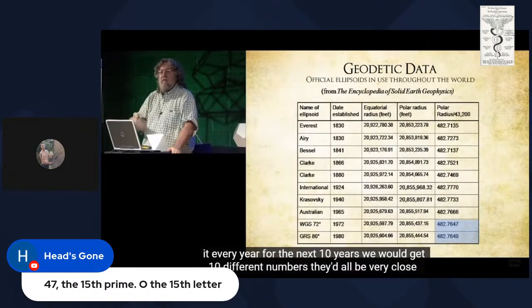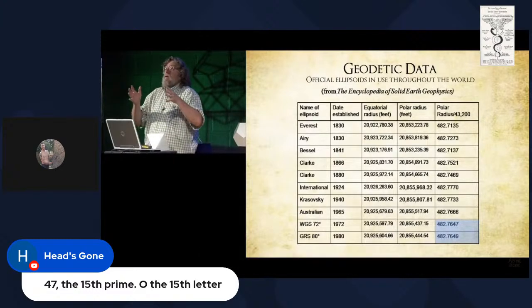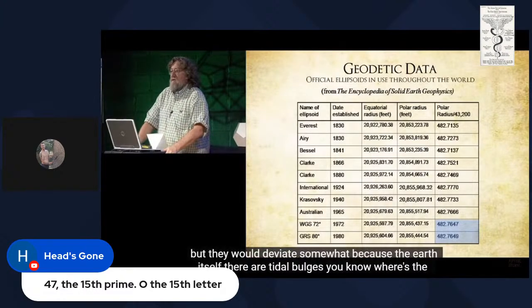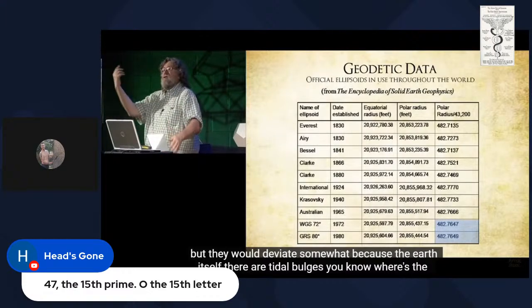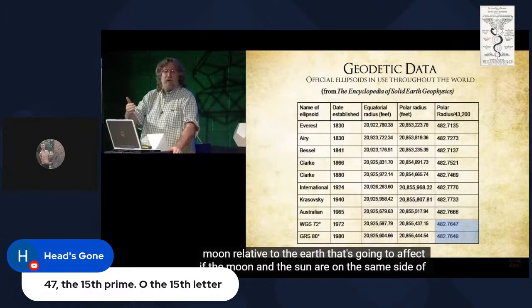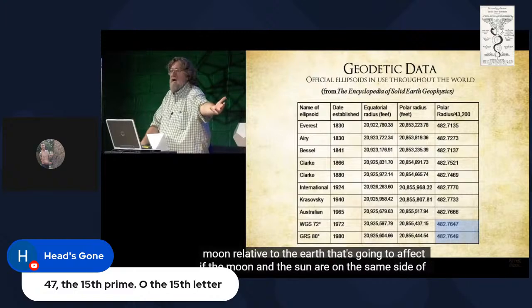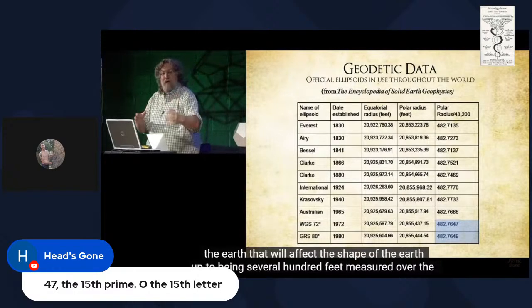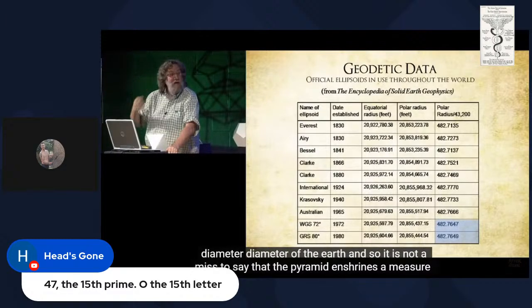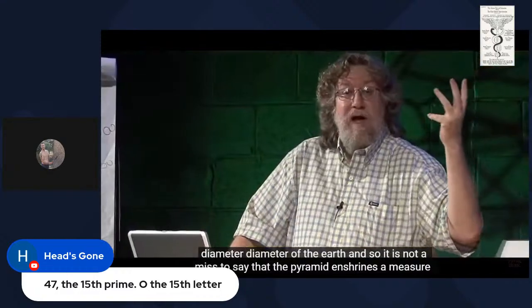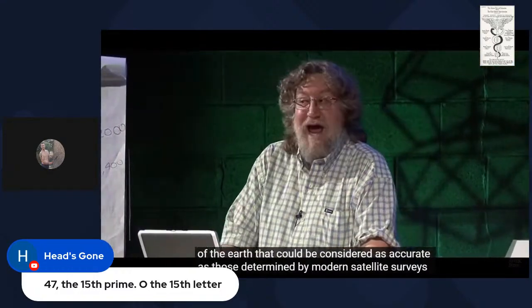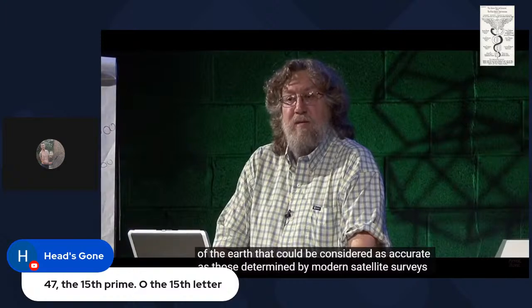And if we were to measure it every year for the next 10 years, we would get 10 different numbers. They'd all be very close, but they would deviate somewhat because there are tidal bulges. Where's the moon relative to the Earth? That's going to affect it. If the moon and the sun are on the same side of the Earth, that will affect the shape of the Earth by up to several hundred feet measured over the diameter of the Earth. And so it is not amiss to say that the pyramid enshrines a measure of the Earth that could be considered as accurate as those determined by modern satellite surveys.